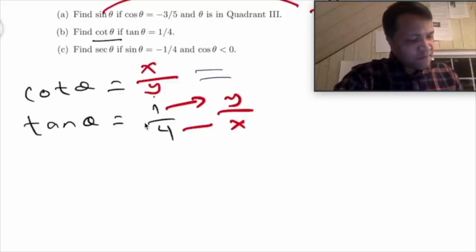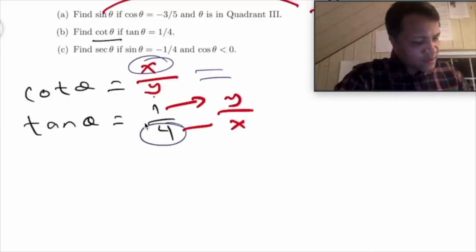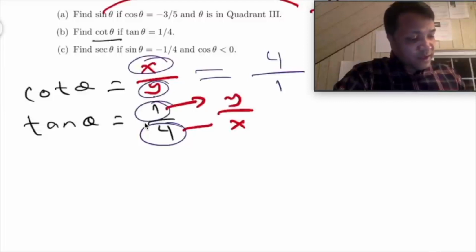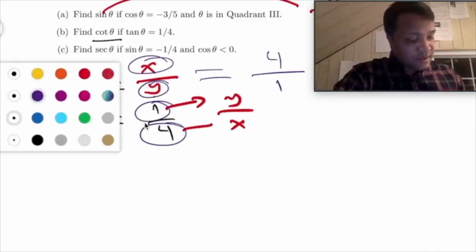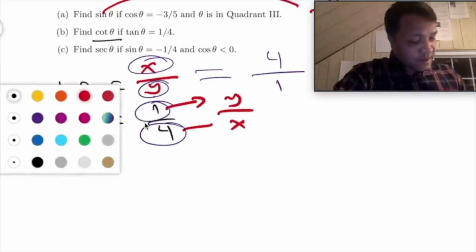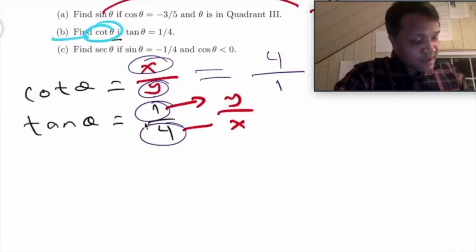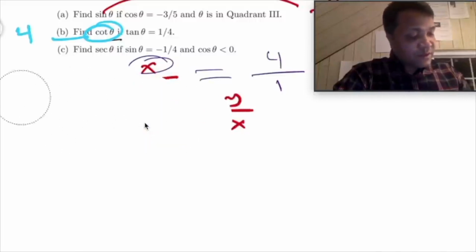So what is our x? Our x is 4, so put 4 on the top. What is our y? Y is 1. So what is our answer? Cotangent theta is just 4. That's our answer. Okay, now we are ready to do number C.